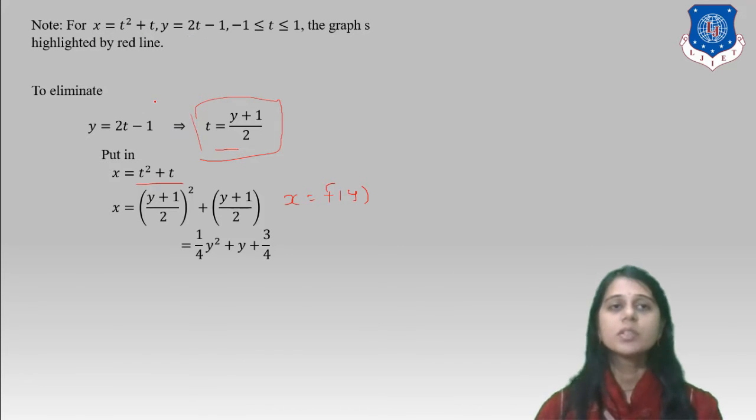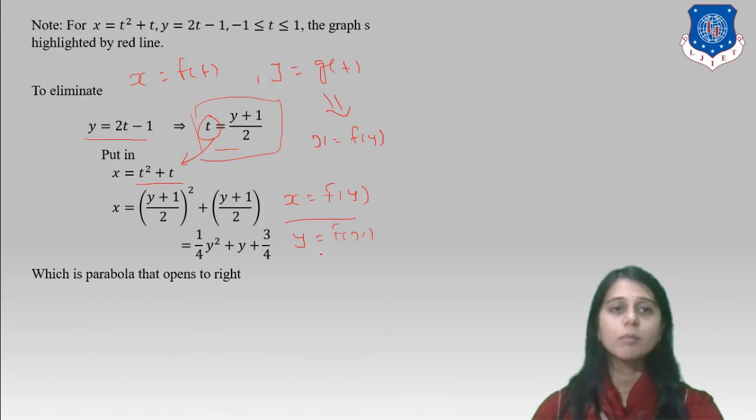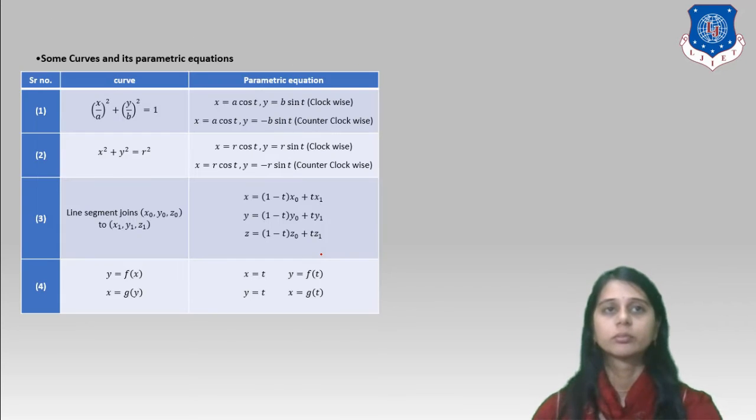So we have the two forms, x equal to f of t and y equal to g of t. If we want to find x equal to f of y, take y equal to g of t, make t the subject, t equal to (y plus 1) by 2, and put this value in the x formation. We get the x equal to f of y form. Similarly, we can get the y equal to f of x form, and this is a parabola that opens to the right.